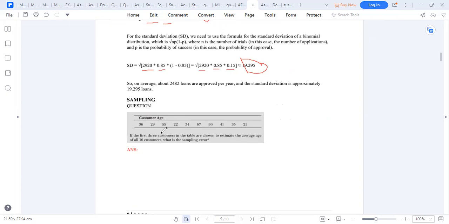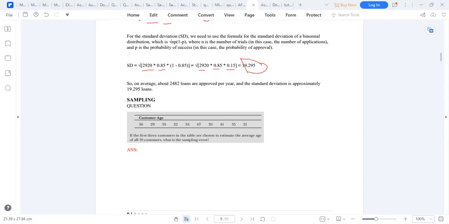To start with, let's describe what sampling error is. This is the deviation of the sample statistic from the actual value. So sampling error is simply the discrepancy or the difference that exists between a sample and the actual population, which comes about because of sampling error factors.